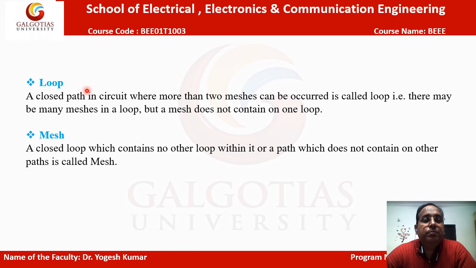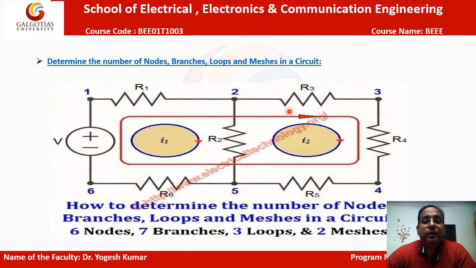Now what is a loop? The definition of a loop is a closed path in a circuit where more than two meshes can occur, right? And what is a mesh? A mesh is a closed loop which contains no other loop. Let's have an example so that we understand node, branch, loop and mesh.